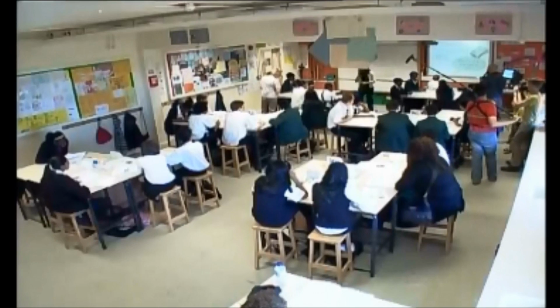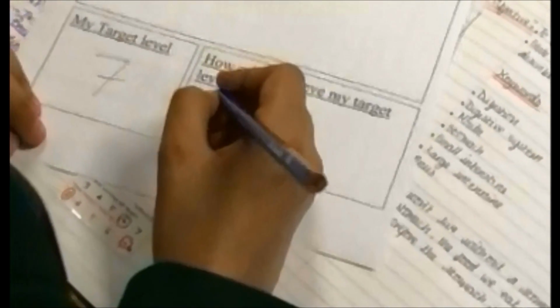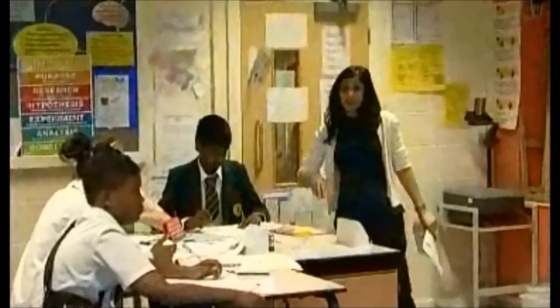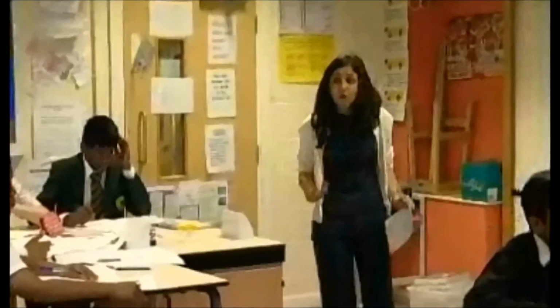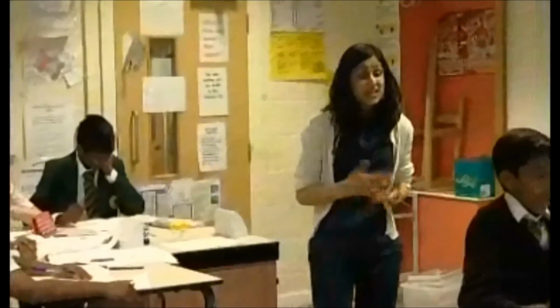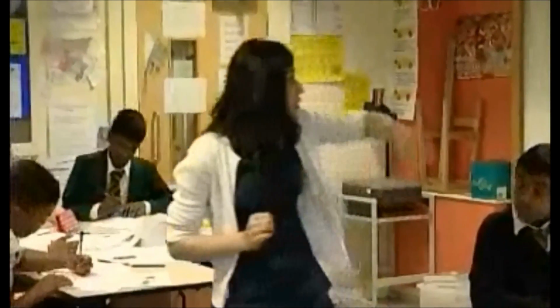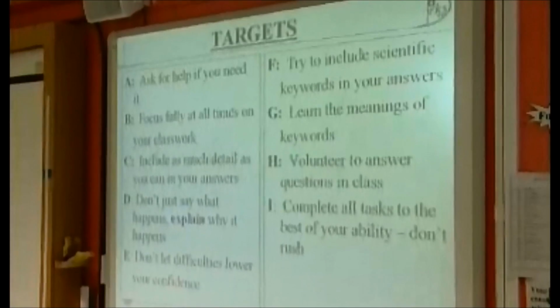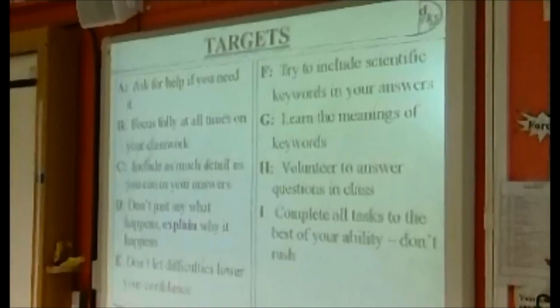And if you turn over, there's a box at the bottom that says your target level. What I want you to do is write down your target level, and you are going to write down one target from this board that you think is going to help you to start off your presentation work. So by the end of this lesson, you're going to set yourself 2 targets which are going to help you get to your target level. So choose a target, let's say level 5, and you're going to write down next to it how you will achieve your target. Choose one of those.